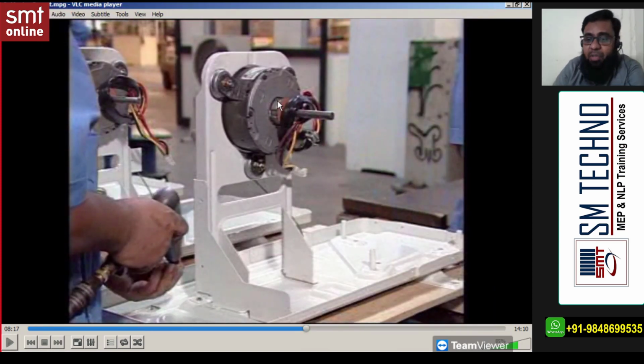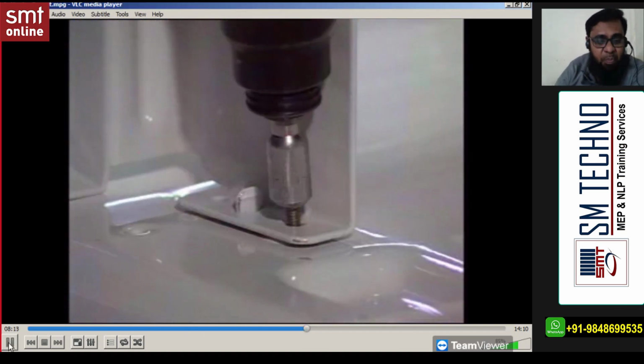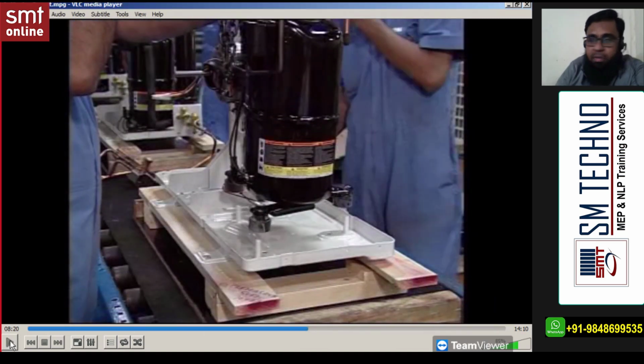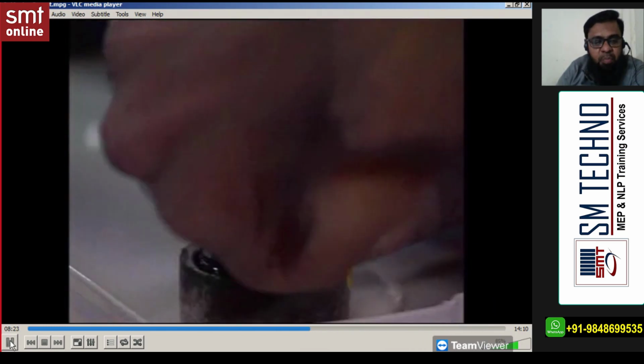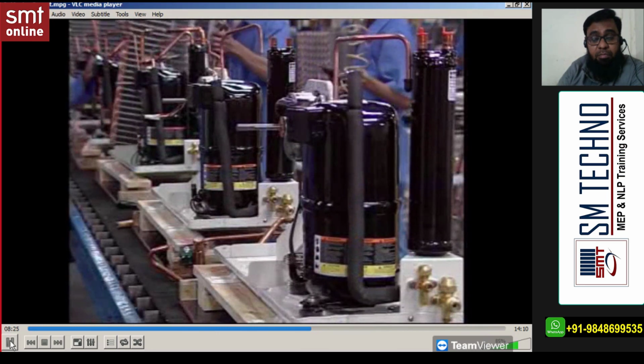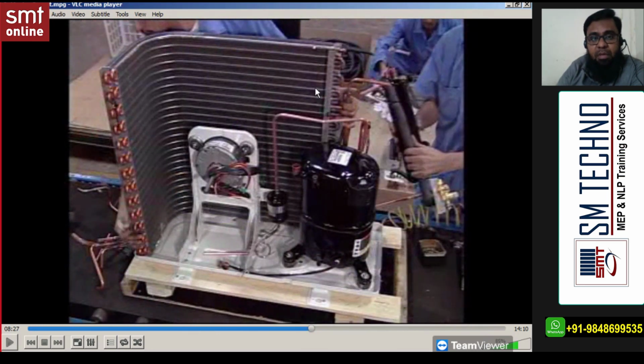Next, the fan motor. And this fan motor is to cool what? The condenser. So this is the condenser fan motor. You can call this a condenser fan motor. You know, the compressor, the condenser fan with support, the compressor, the condenser coil, and the interconnecting.